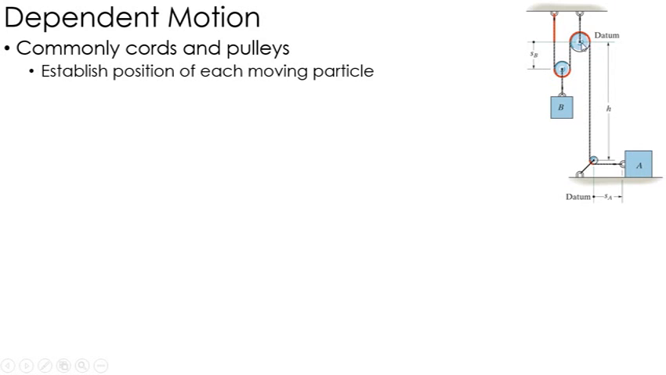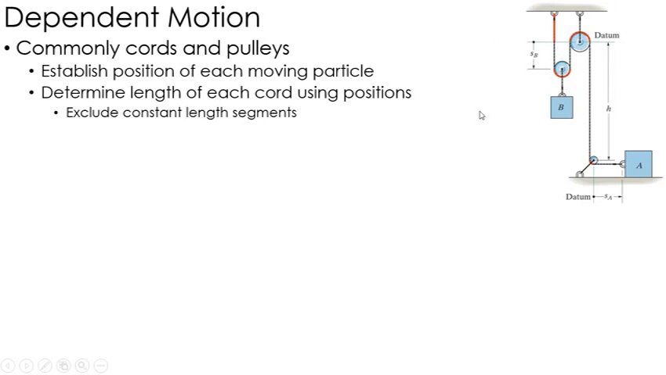This pulley here doesn't move. So basically I define SB as a position to B, and what I need to do is determine the length of each segment. So I set SB to here, and I set SA going from here to here. Those are the two moving particles, and those are relative to a fixed position. Then what I need to do is determine the chord length, and it says here to exclude the constant segments.